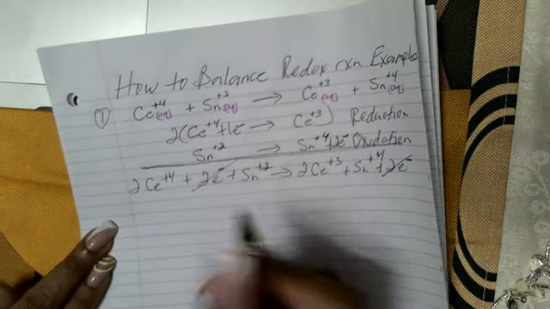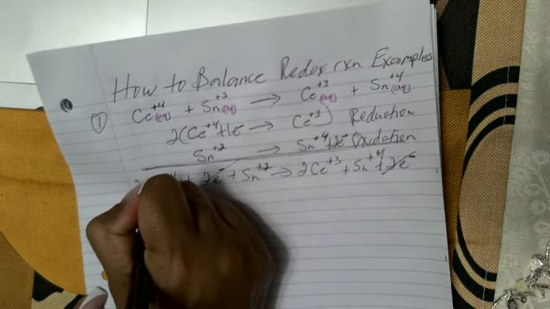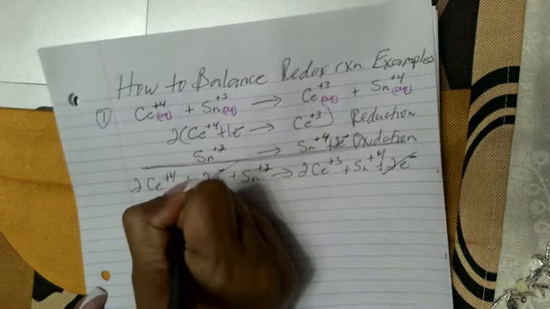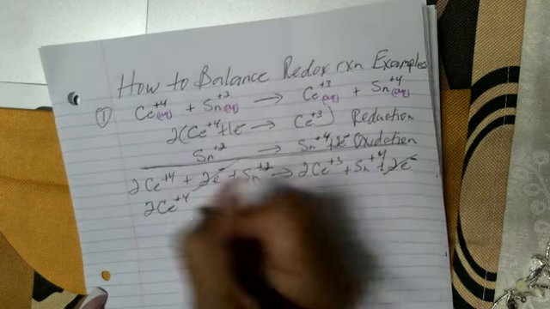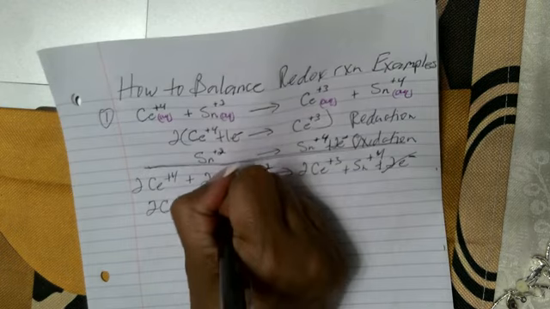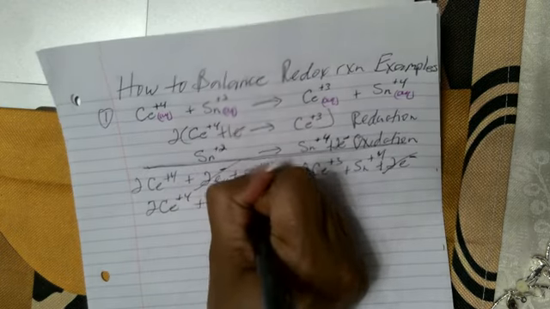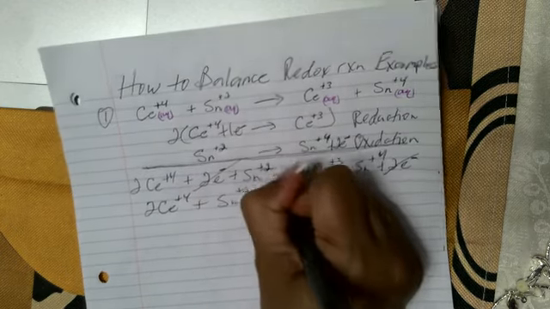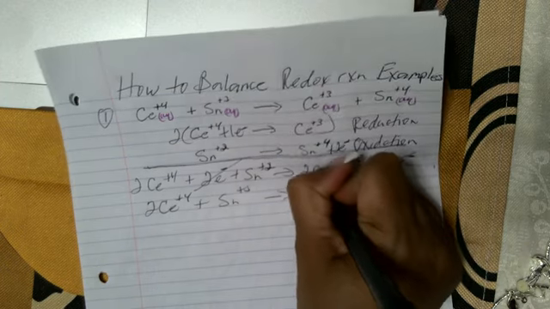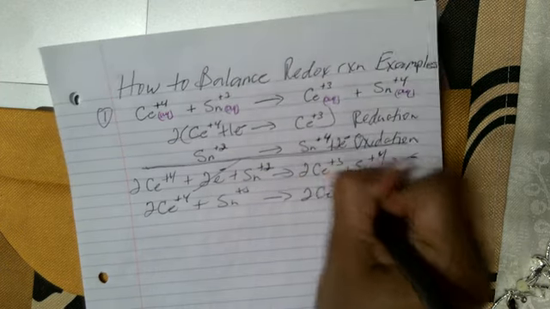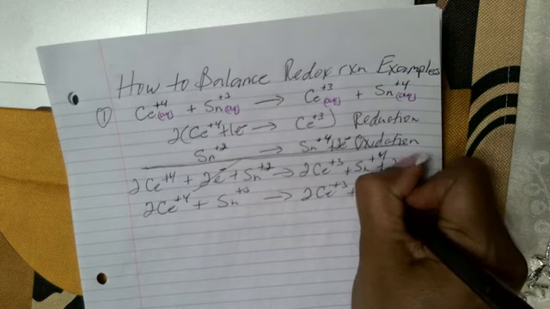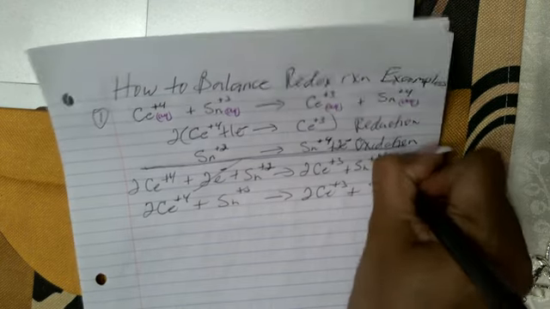So we have 2 Ce with a +4 charge plus Sn with a +2 charge yields 2 Ce with a +3 plus Sn with a +4.